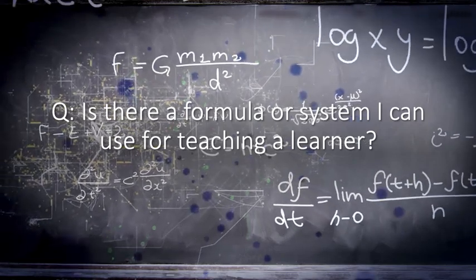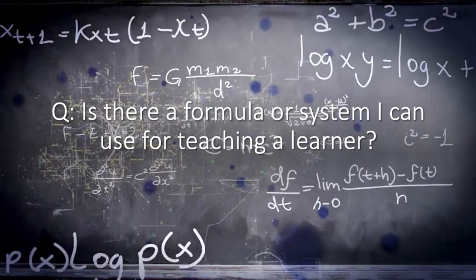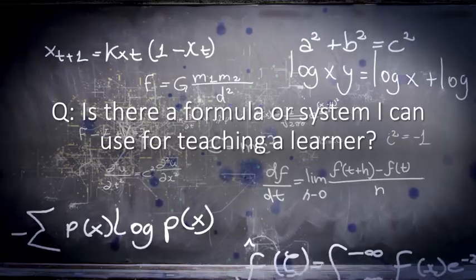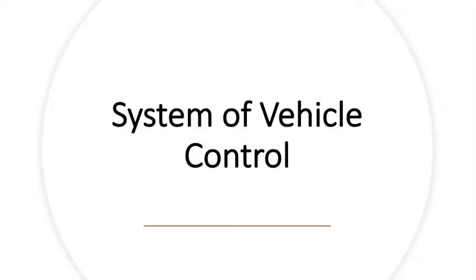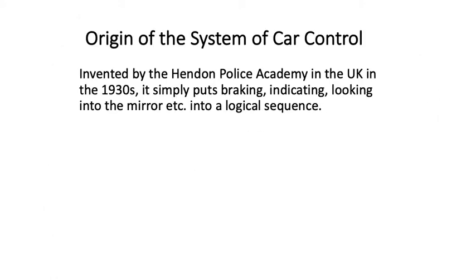Question: is there a formula or system I can use for teaching a learner? Easy, the system of vehicle control. This is not the only system that is out there, but let's use it as a reference point to guide our learners for level 2. Now, the origin of the system of vehicle control is the Hendon Police Academy, in the UK in the 1930s. It simply puts braking, indicating, looking into the mirror, etc., into a logical sequence.